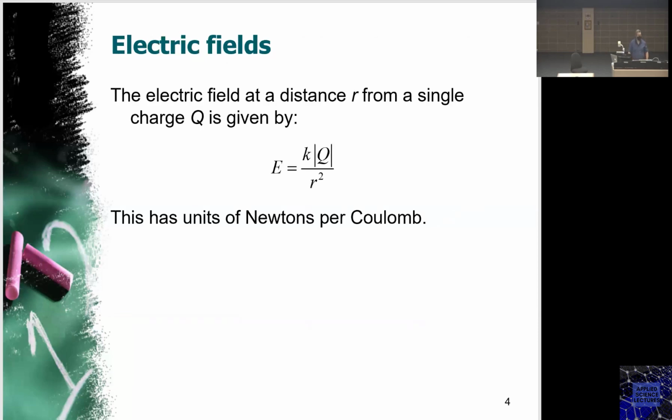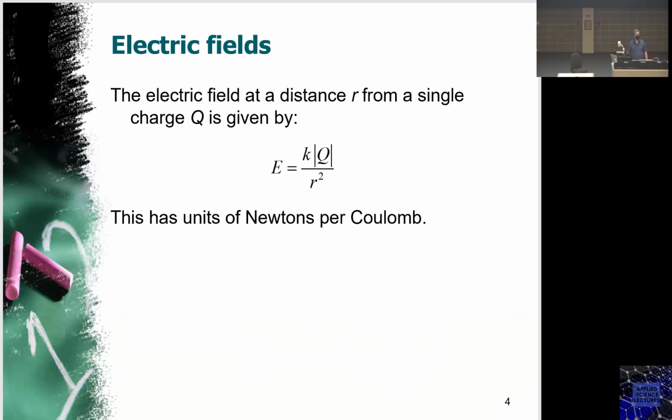So what is the electric field? The electric field is the influence of a charge within its surrounding. So if you have a point charge, you will see that this point charge is going to influence its surrounding, such that if you bring a second charge close to it, this electric field will exert a force, an electric force, on that charge.